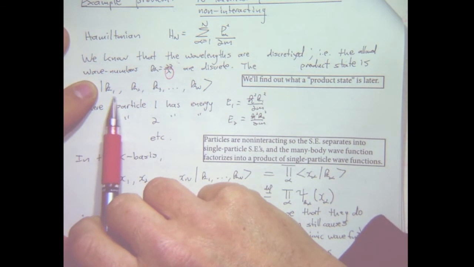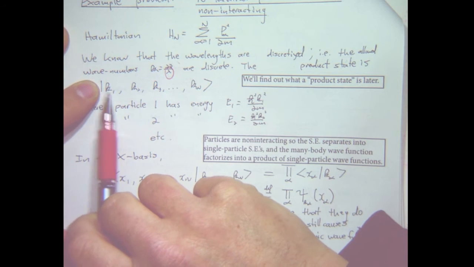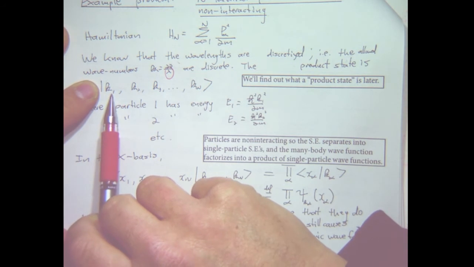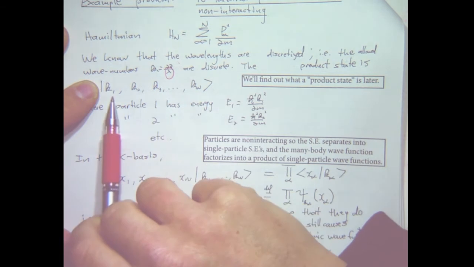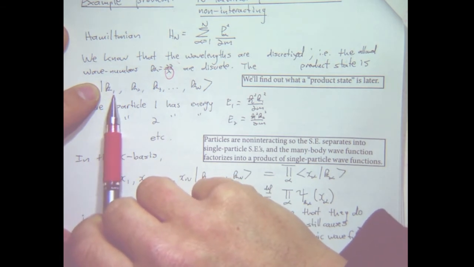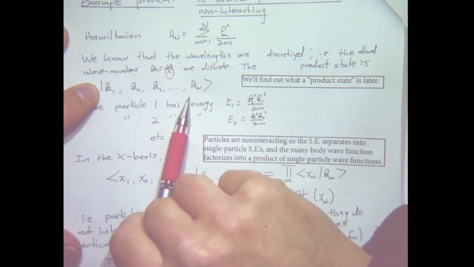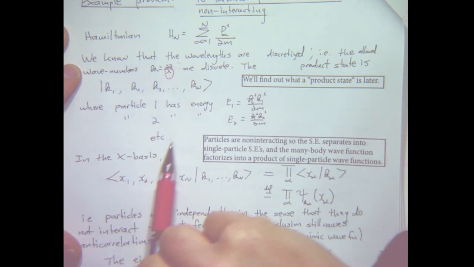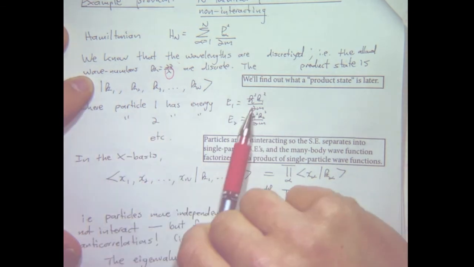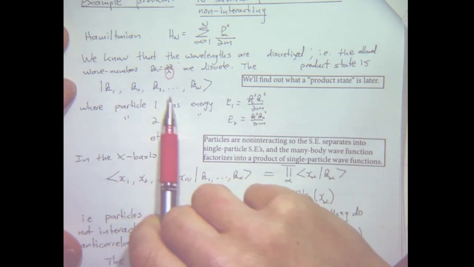So first of all, a single product state. Just take an arbitrary ordering to start off with: k1, k2, k3 up to kn. So k1 is the wave number of the first particle. k2 is the wave number of the second particle, etc. So this is just to start off with. Particle 1 has energy h bar squared k1 squared over 2m, etc. Okay? So that's our state.